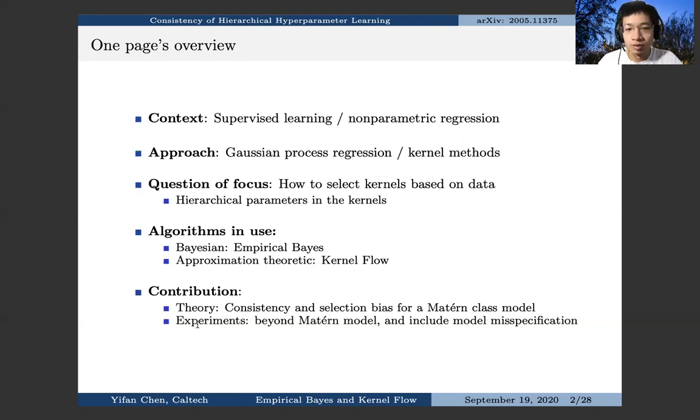Experimentally, we go beyond the Matern class model. We test other well-specified models and look at their behaviors. Also, we consider model misspecification to look at the robustness of the two algorithms with respect to model errors. That is a basic overview.